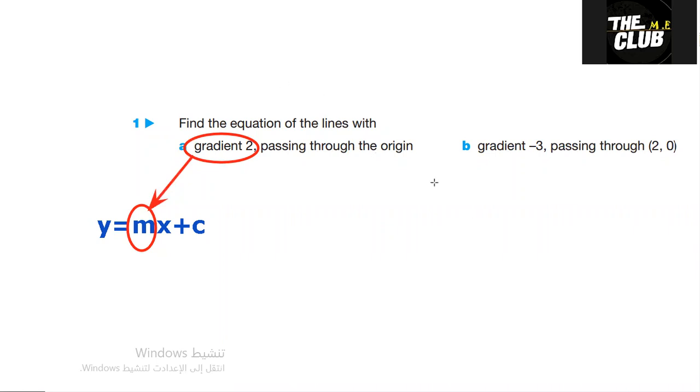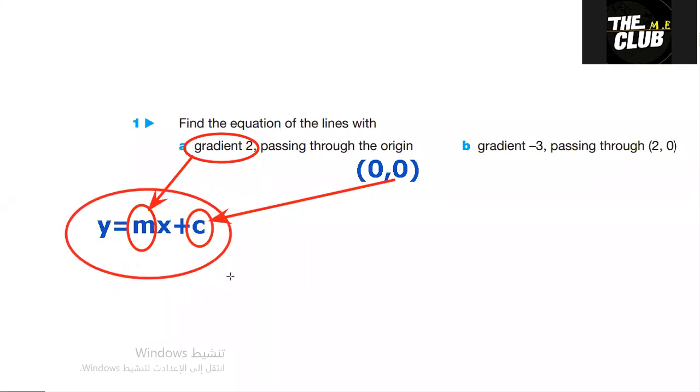And then we know that it's passing through the origin. And the origin point is what? The origin point coordinates are (0, 0). Because the x is 0, the y is 0. So this one is the y-intercept. Now the y-intercept means that the x is 0. So when the x is 0, the y coordinate will give you the y-intercept. So we're going to put the y-intercept instead of the c, because we know that the y-intercept is the c.